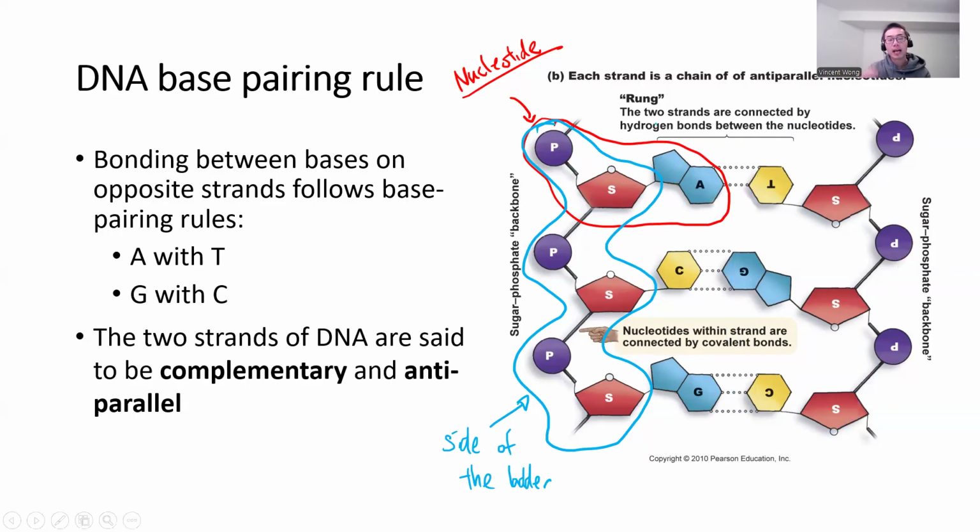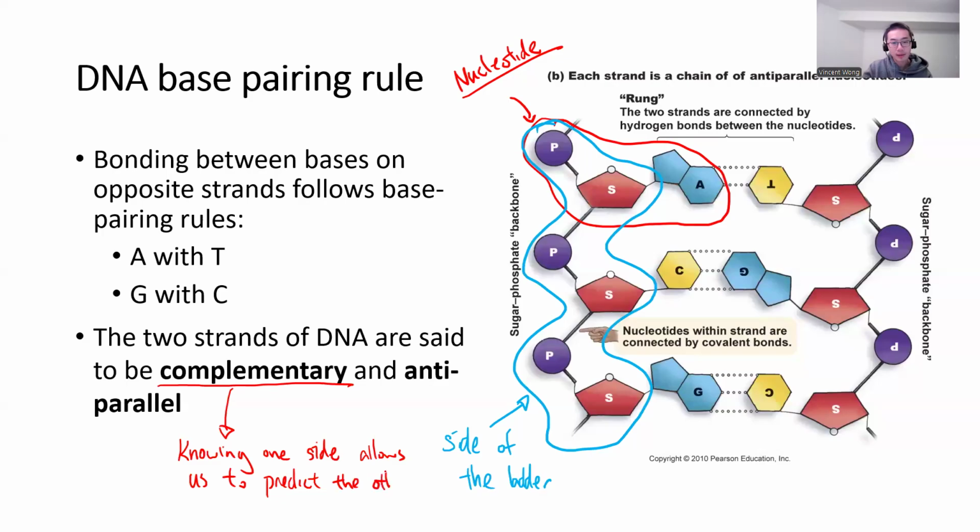So we have two words to describe the property of DNA, and they are listed here, right? One of them is complementary. Complementary means knowing one side allows us to predict the other side using the base pairing rule. Okay, so DNA is complementary. You only need to know half. You can always come up with the other half.